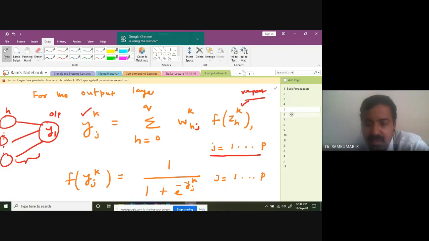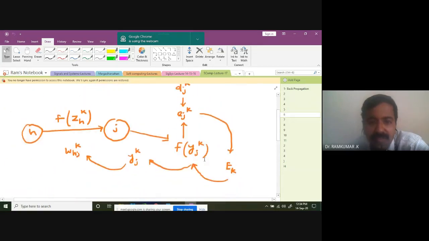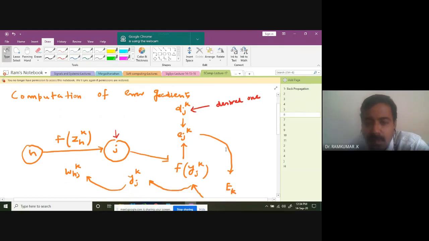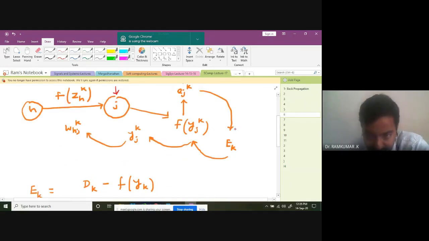Once you have finished this, you enter into something called the error function. We know the labeled data output, that's the desired one. Then we know the error, because y_jk is the output of the jth neuron, for example. You compare that with d_jk and compute the error. Likewise, you compute it for all the patterns, get the error, then update the corresponding weights. Which weight? The weight between the hidden layer and the output layer.